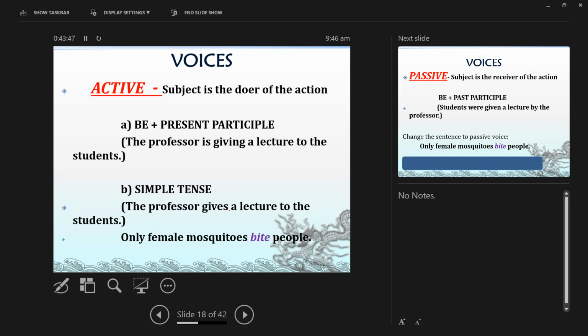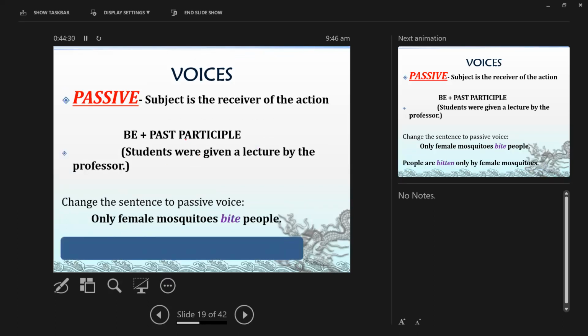Pwede din naman to. You don't need a helping verb on the second example, on example letter B, okay? On example letter A, there is a be verb, there's a helping verb if you use the present participle tense. But if you use the simple tense, you can just say, the professor gives a lecture to the students. Okay? Both sentences are correct. The difference is, on the first sentence, there's the be verb or a helping verb, but on the second sentence, there is no helping verb because the simple tense was used.